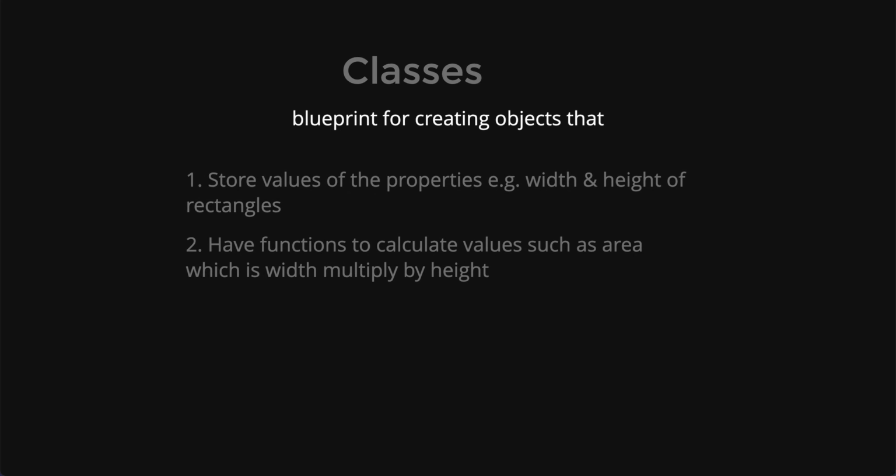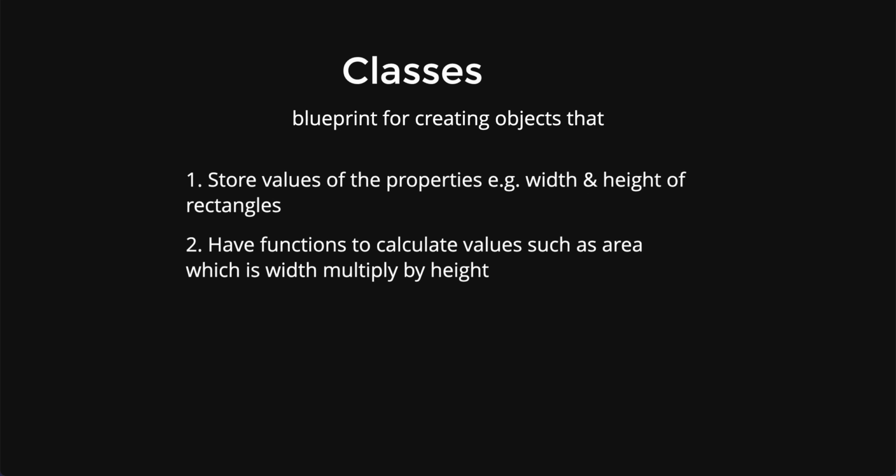Therefore, classes essentially are a blueprint for creating objects that, number 1, store values of the properties, which are the width and height of the rectangles, and number 2, have functions to calculate values such as the area in the example of the rectangles, which is width multiplied by height.